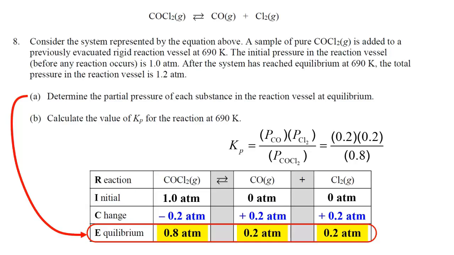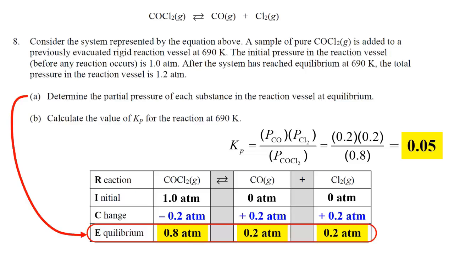Remember that the equilibrium constant is a dimensionless quantity, so we don't need to include any units in our answer. So if we do that math of 0.2 times 0.2 divided by 0.8, we get the answer to part B, that the value of the equilibrium constant Kp for the reaction at 690 Kelvin is equal to 0.05.